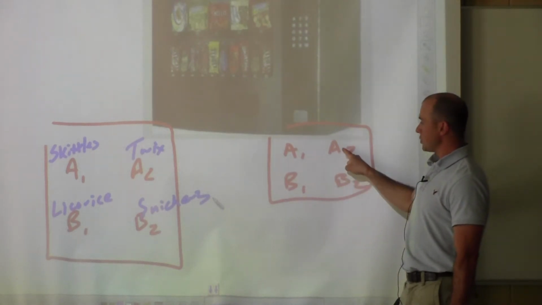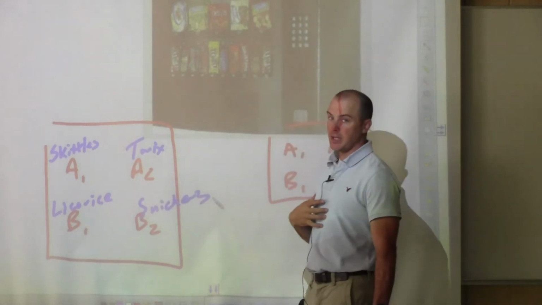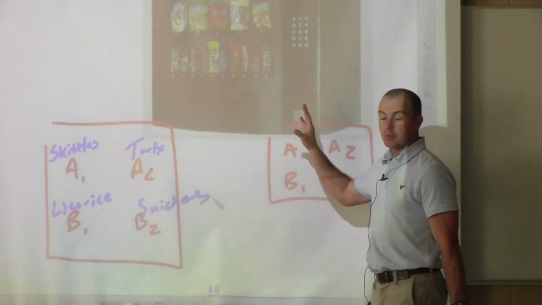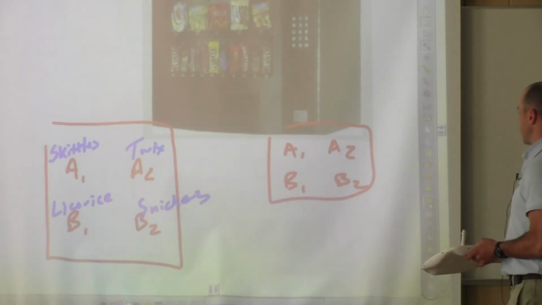If I were to hit A2 and both Twix and Skittles came out, that's really cool for me, but the bottom line is the machine wouldn't be functioning properly. That wouldn't be a function. So we'll get into those types of examples in a little bit.